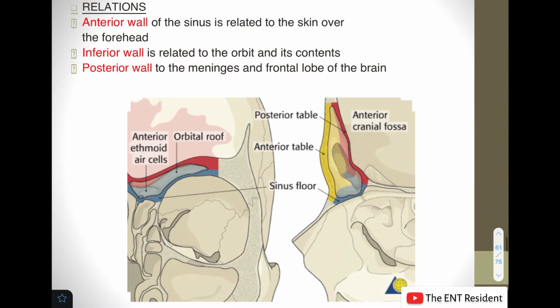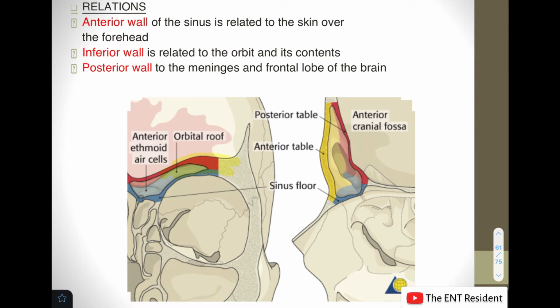Next, coming to the relations of the frontal sinus. The anterior wall of the sinus is related to the skin which lies over the forehead. The inferior wall is related to the orbit. So you can see over here, this is the orbital roof. So the inferior wall of the frontal sinus is related to the orbit and its contents.